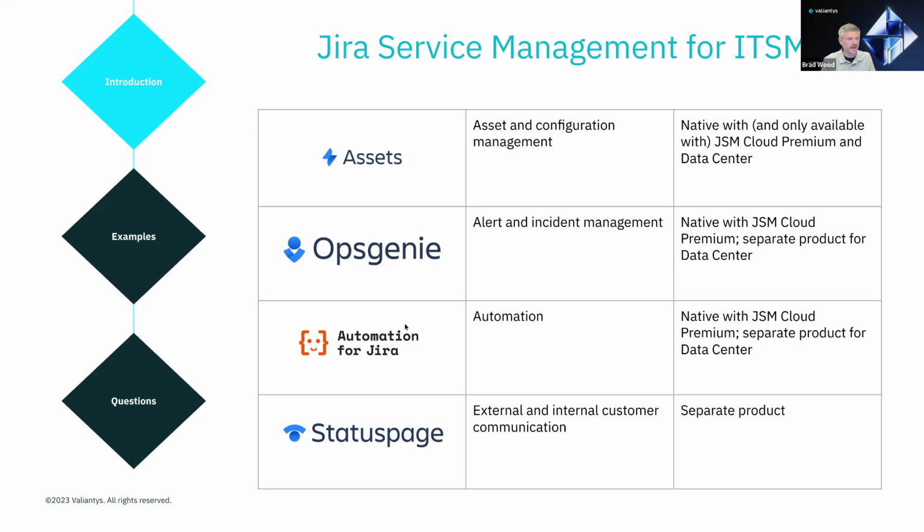And then lastly, Statuspage. This is a completely separate product. It's not included in any tier of JSM. It's an internal and external communication solution, which we'll talk about towards the end of this webinar. Atlassian themselves actually use this to communicate status updates to products in their ecosystem. So you can check out their status pages to get an idea of how this product could be used for your organization.